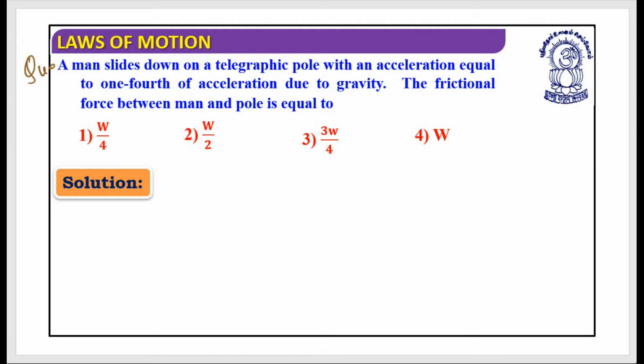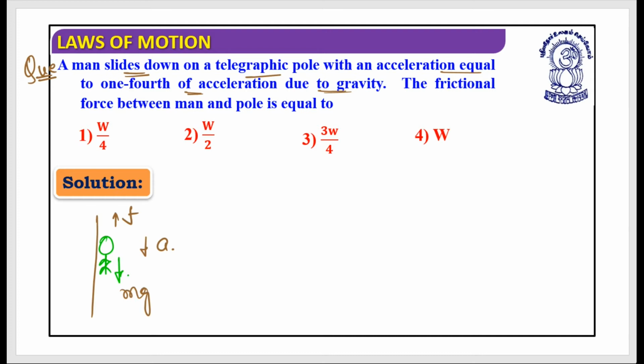It says that a man slides down a telegraphic pole with an acceleration equal to one fourth of the acceleration due to gravity. The frictional force between the man and pole is equal to, so something like this: this is the man and it is moving downward. As it is moving in the downward direction, this is mg. This could be written as the friction, and as it is moving in the downward direction, this is a. Now what should I do?